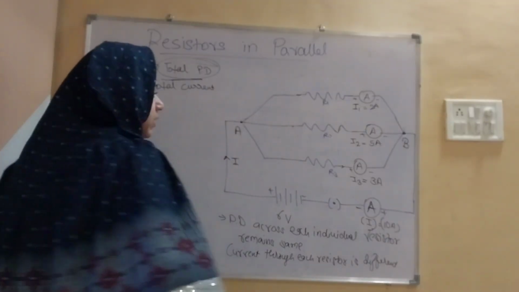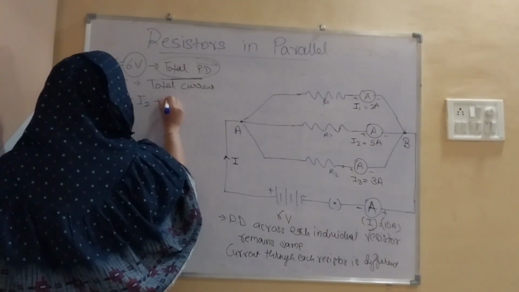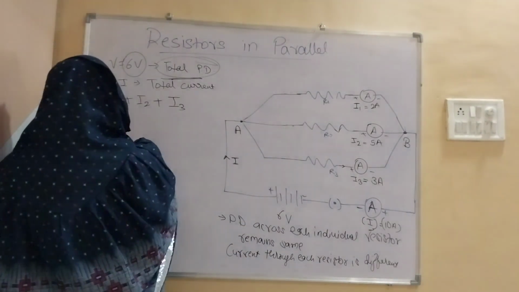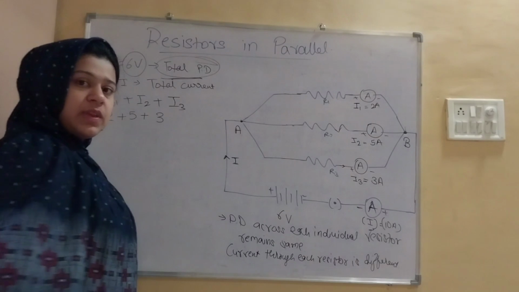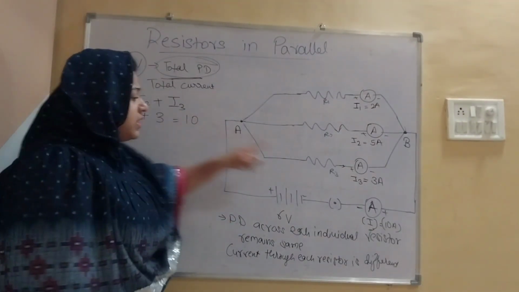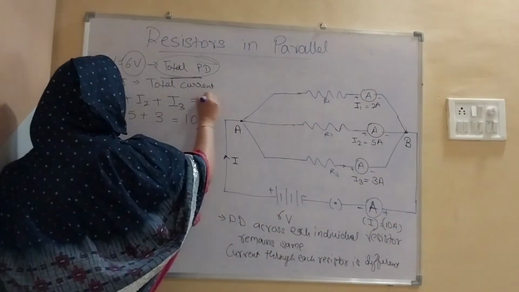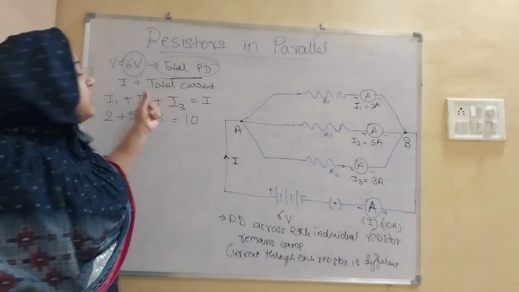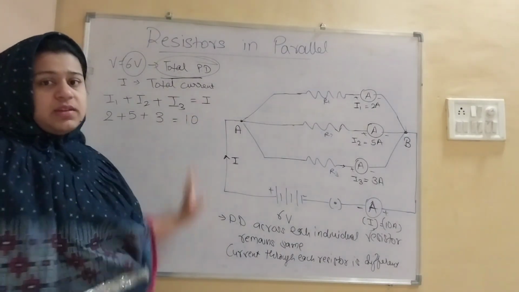ठीक है, तो यह है सीरीज और पैरेलल. The other interesting thing which we note is, जब हम I1, I2 और I3 को ऐड करते हैं, 2 + 5 + 3, तो हमें आंसर मिलता है 10, which is equal to the value of the total current I. So I1 + I2 + I3 is equal to the total current I.